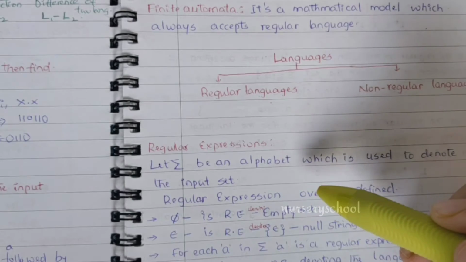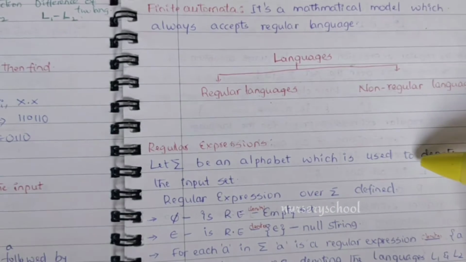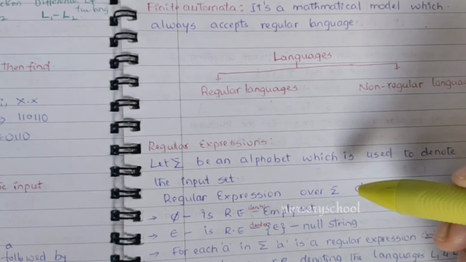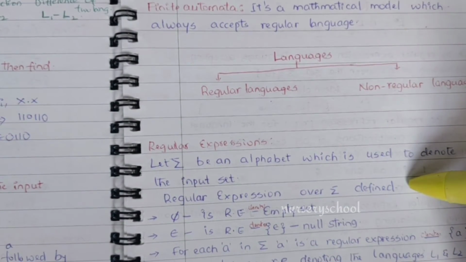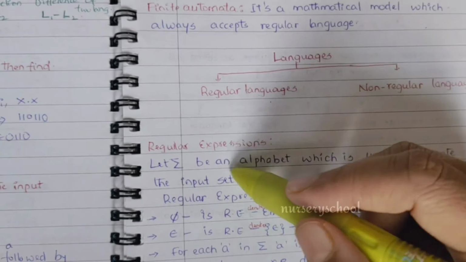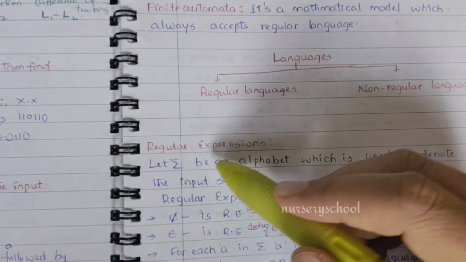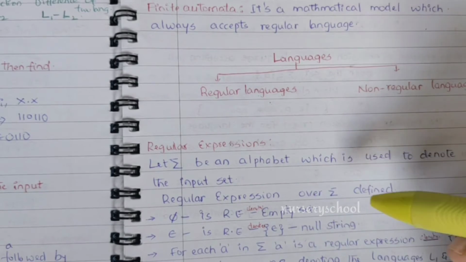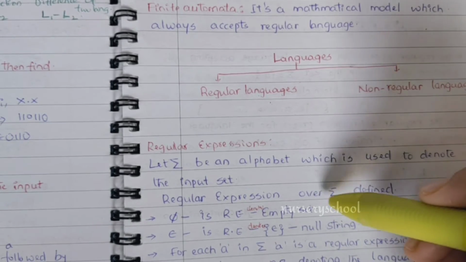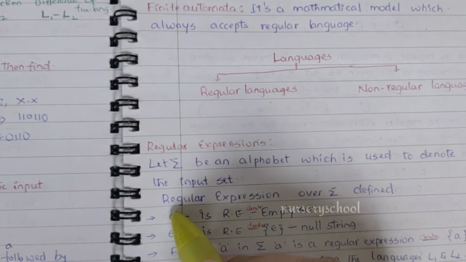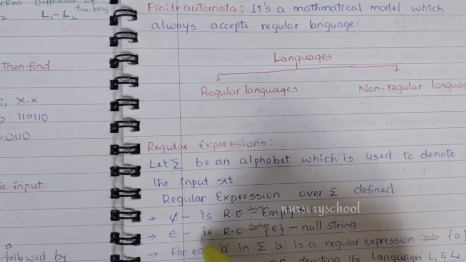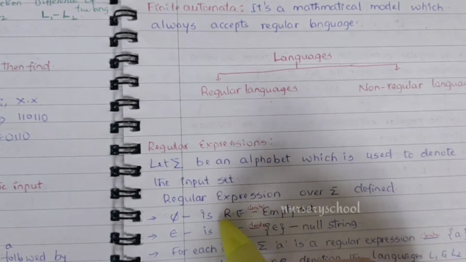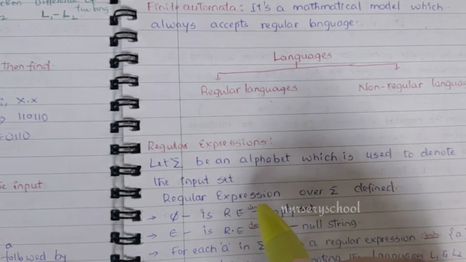Let sigma be an alphabet, which is used to denote the input set. A regular expression over sigma is defined as follows. We are taking the help of the alphabet to define our regular expression. So how is the regular expression defined over our alphabet set? If you write the symbol phi, it is a regular expression which denotes the empty set, meaning we don't have any strings or patterns here.